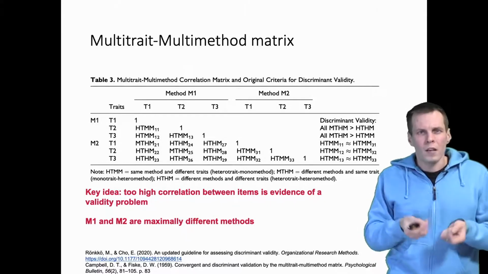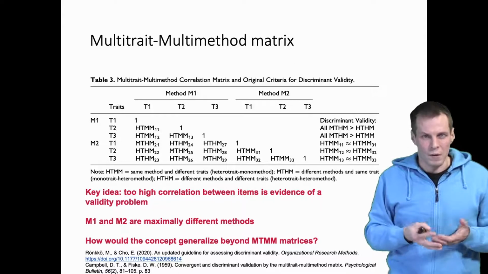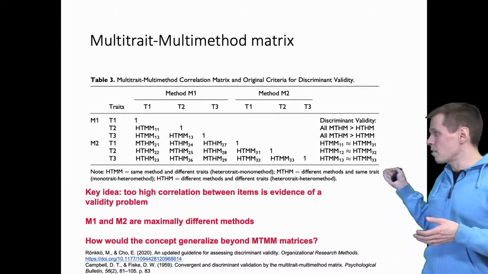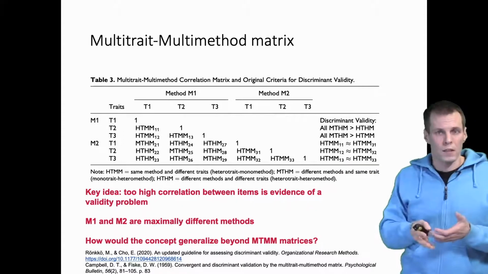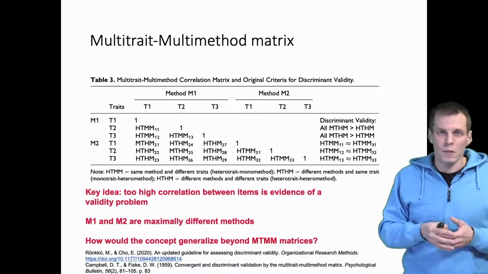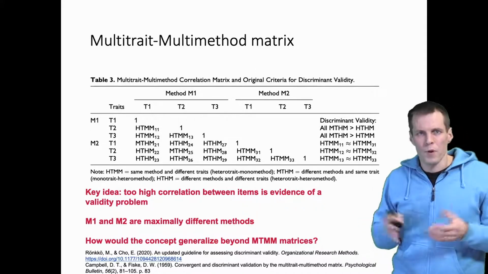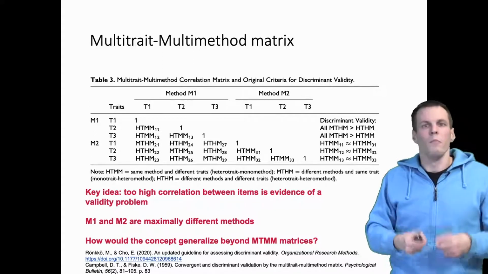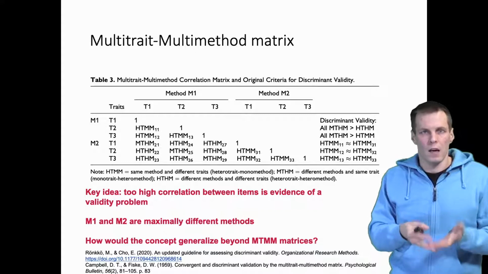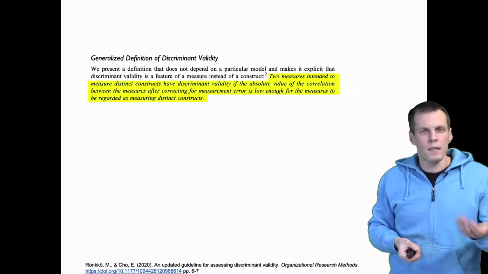What researchers have been struggling with is how to generalize this concept of discriminant validity, presented here as a set of rules of thumb, to other contexts. We are not the first researchers to analyze this definition, but our paper currently is the most modern take on what discriminant validity might mean in contexts other than the multi-trait, multi-method matrix shown here. And this is our definition.